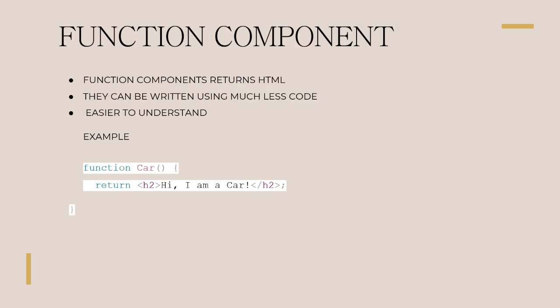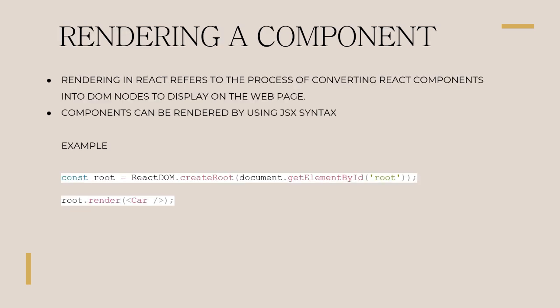Next, we move on to function components. A function component returns HTML. It's very easy to understand and it uses hooks to manage the state. Hooks basically allow you to use state and other features without a class component. This kind of component is written with much less code, and you need to use the function keyword, as we have used in the example for function Car.